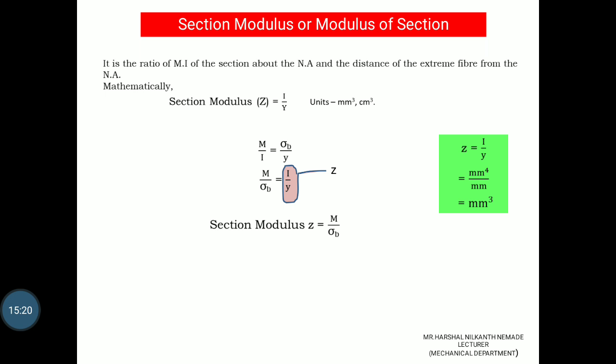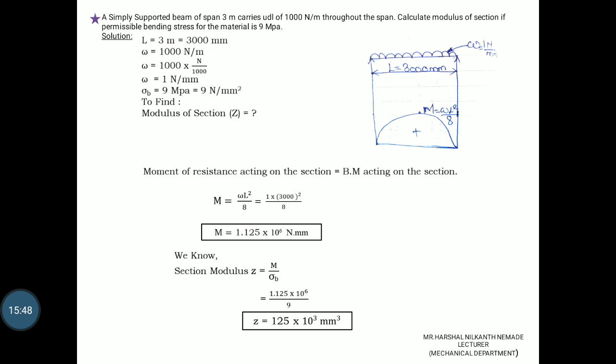M upon I is equal to sigma B by Y. So I will take sigma B and I up. So M upon sigma B is equal to I by Y, which is nothing but Z. Z is equal to I by Y is equal to mm raised to 4 divided by mm. So mm is cut, remaining is mm raised to 3, so unit is mm cube. Section modulus is given by Z is equal to M upon sigma B. You solve the numerical.